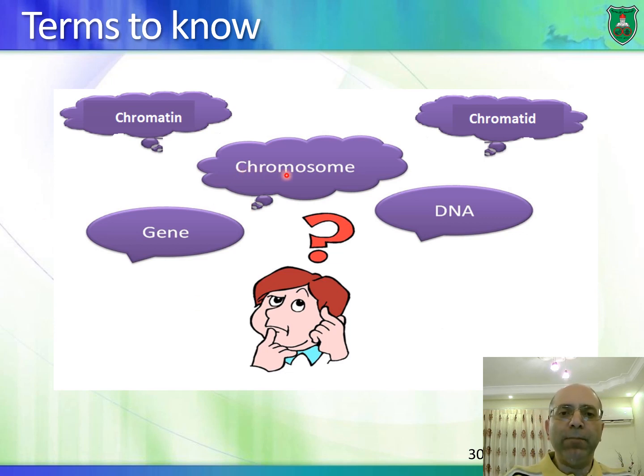So chrome, by the way, means color. Zome means object or body. If I say chromosome, I'm talking about a colored body. The reason is that when it was first discovered in the late 1800s, they were able to color this structure, chromosomes, and they said, oh, that's the colored body. From this term, they came up with the different terms like chromatin and chromatid and so on. Okay, so let's look at the different terms right here.